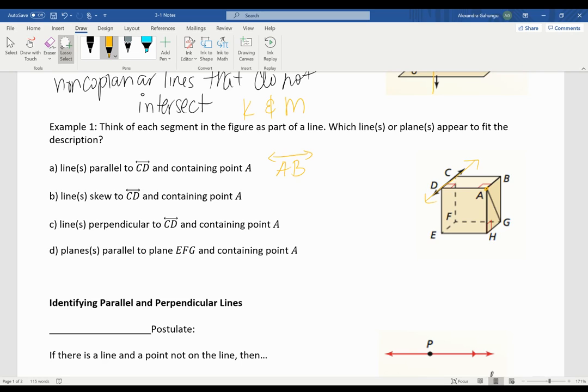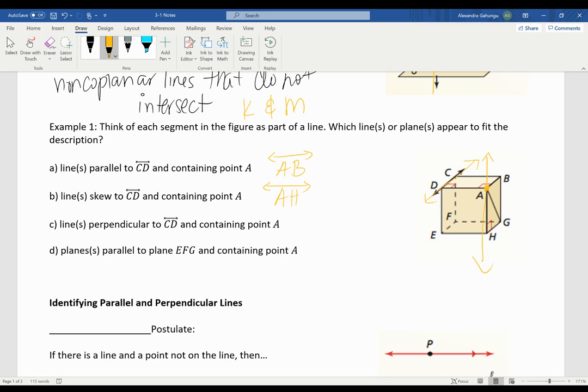Now we're looking at skew to CD containing point A. So not going to intersect, but also not parallel. So can't be AB, can't be AD. It's got to be something like that. It could also be AG. You kind of have a couple of things that can work. I'll go ahead and say AH for right now. Line AH.